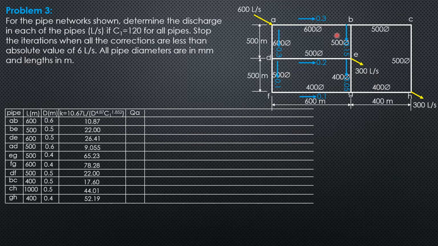Then you'll be the ones to assign these assumed flows. In this case, I'm the one because I present the solution to this problem. So 0.3 minus 0.15, so this is 0.15. This is also 0.15 because they are in series. 0.1 plus 0.05 is 0.15. So that's why 0.15 plus 0.15 is 0.3 or 300 liters per second. So everything is balanced.